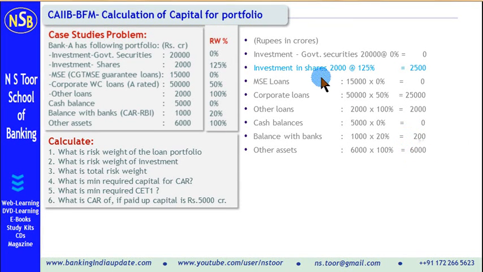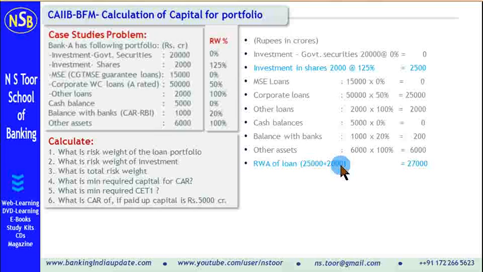Now after placing this risk value, we can calculate the risk weight of loan assets first. So there are three loan assets: MSE loans, corporate loans, and other loans. MSE loans have 0% risk, so 25,000 plus 2,000. So 27,000 is the risk weight of the loan assets. Although the total value of loan assets is 67,000 crores, the risk value is only 27,000 crores.